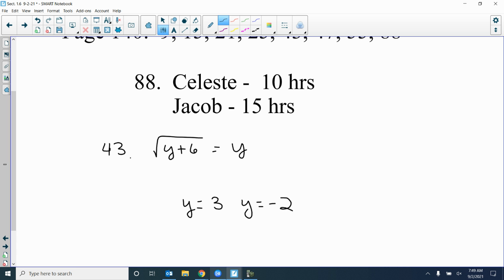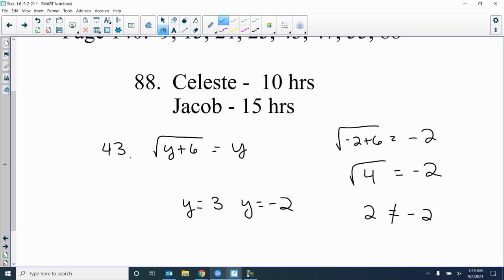All right, now, why doesn't negative 2 work? Here's what you got to understand: when you're doing this, we're plugging in the square root of negative 2 plus 6 equals negative 2, and that's the square root of 4. When you are given a problem with the square root in it, that is what we call the principal square root, and it's understood to be the positive square root. So the square root of 4, we don't label as plus or minus 2. That is just 2. And so 2 equals negative 2.